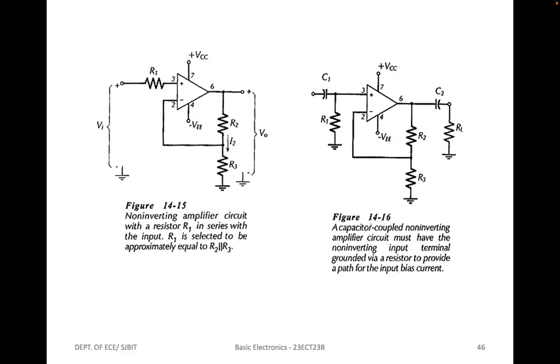Here we have two circuits. One is a non-inverting amplifier circuit with resistor R1 in series with the input. R1 is selected to be approximately equal to R2 parallel R3. A capacitor coupled non-inverting amplifier circuit must have the non-inverting input terminal grounded via a resistor to provide a path for the input bias current.